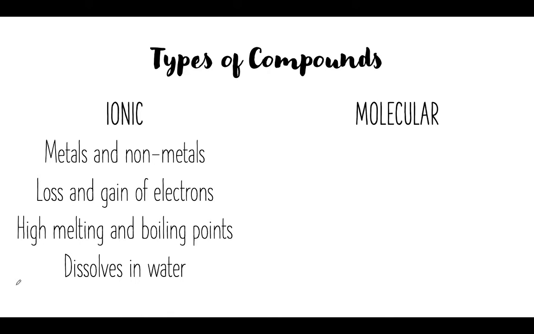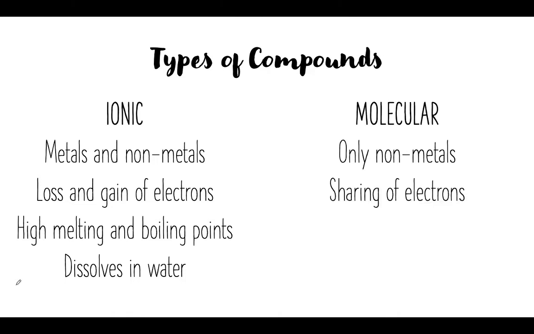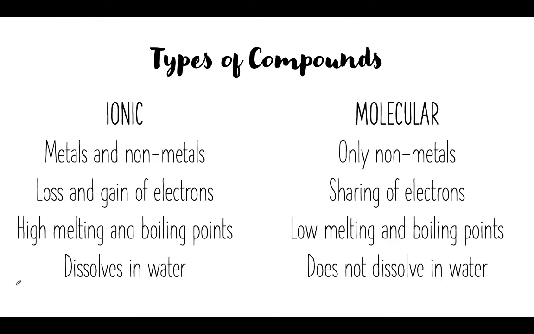On the other hand, molecular compounds are only made up of nonmetals. Instead of losing or gaining electrons, they usually share electrons. They have relatively low melting and low boiling points, and they usually don't dissolve in water. The two main differences are the first two: what they're made up of, and the gain and loss of electrons, or the sharing of electrons, as is the case in molecular compounds. So those are the two differences. The other two are more properties that are observed in most ionic and most molecular compounds.